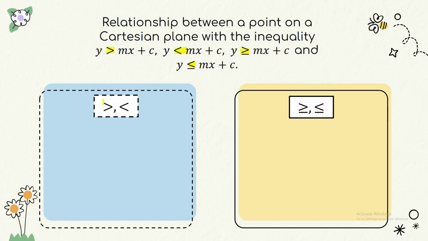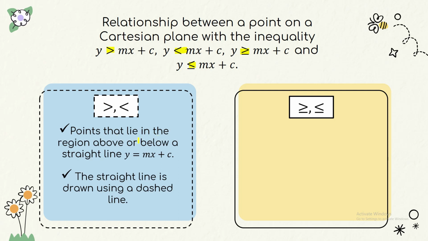Okay, this sign does not have the equal. It's only higher than or lower than. So points that lie in the region above or below a straight line y equals mx plus c. The points are located only above or below the straight line. The straight line is drawn using a dashed line. A dashed line is like this line of this frame, a dotted line.